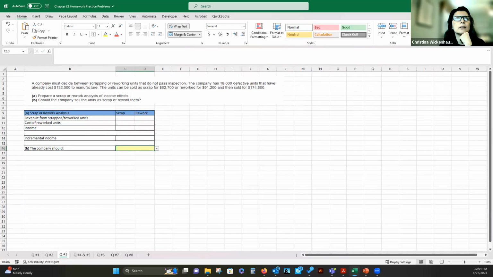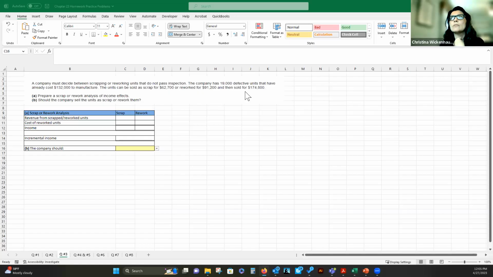All right, let's move on to number 3. A company must decide between scrapping or reworking units that do not pass inspection. The company has 19,000 defective units that have already cost them $132,000 to manufacture. Again, that's not going to be a relevant cost for us to worry about, even though it feels like it should be. The units can be sold as scrap for $62,700 or reworked for $91,200, but then they're going to be able to sell them for $174,800.